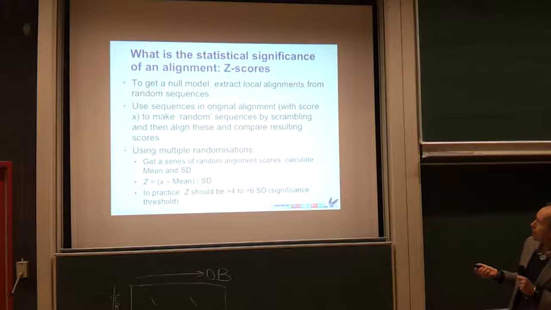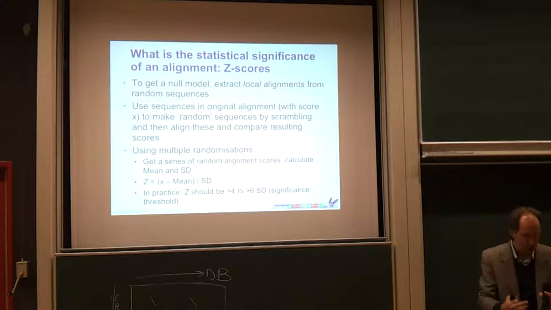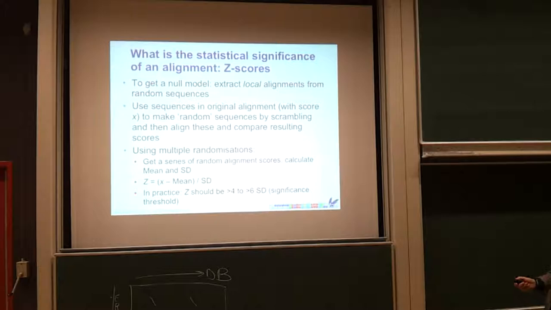We know that some families are far more related at the sequence level than other families, so what does a raw alignment score mean? Basically, you need to resort to some statistical scheme to get a sense of the significance of those scores. One of the easier ones, although it's computationally not so cheap: you have a sequence alignment with a score, two sequences are aligned, the score is X. Now you want to test the significance of X. What can you do?